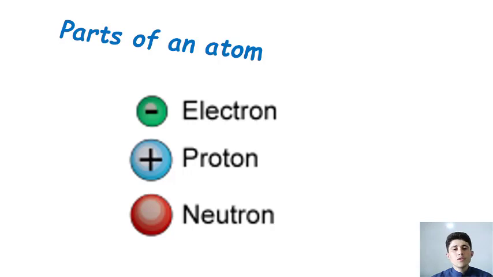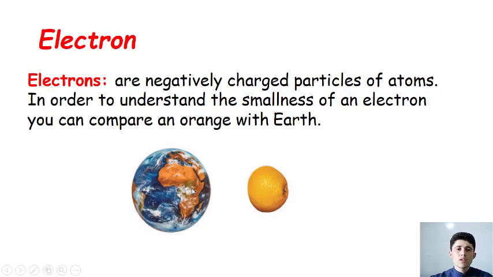Okay, as you can see here, an atom has three main parts. The first one is the electron, which is located in the shells of electrons around the nucleus. The second one is the proton, which has a positive charge and is located in the nucleus. And the third one is the neutron. We will discuss each one of them one by one. Let's start our discussion with the electron.